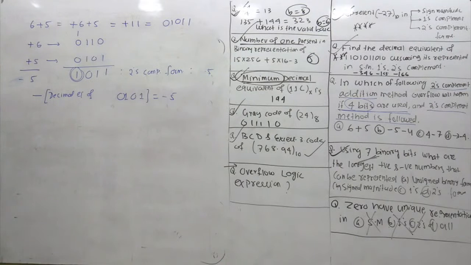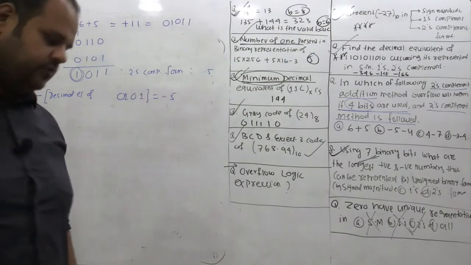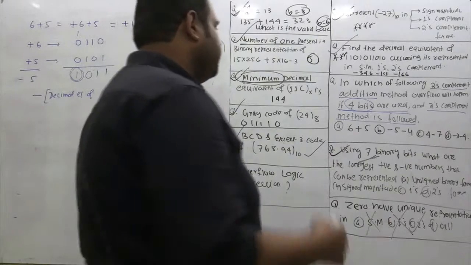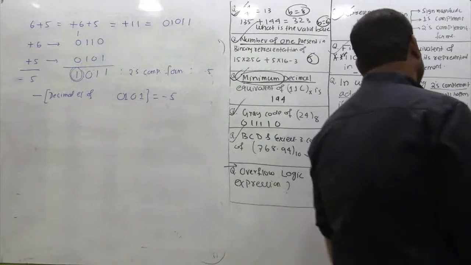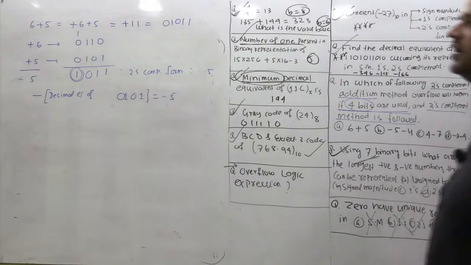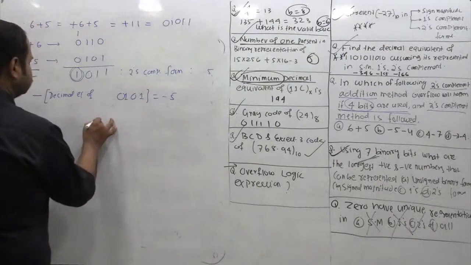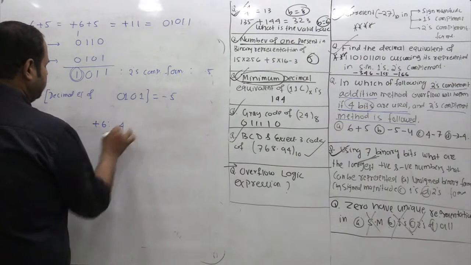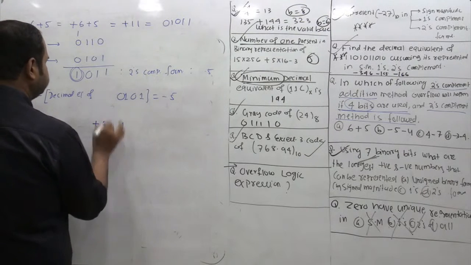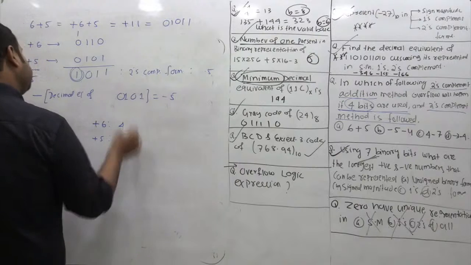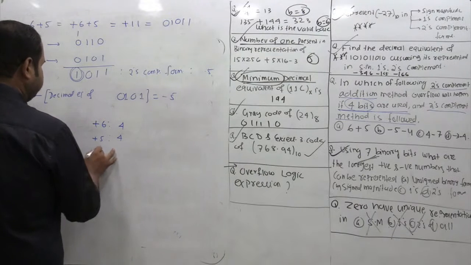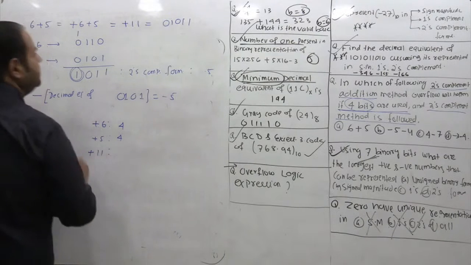The main root cause of overflow is that we use a smaller number of bits. Whenever we use fewer bits, we get overflow. See here one thing. To represent plus 6, how many bits have we used? 4 bits. To represent plus 5, how many bits did we use? 4 bits. What is the expected answer? Plus 11.